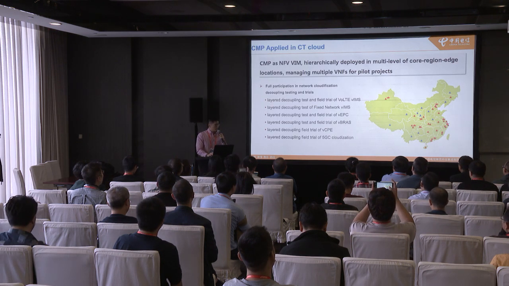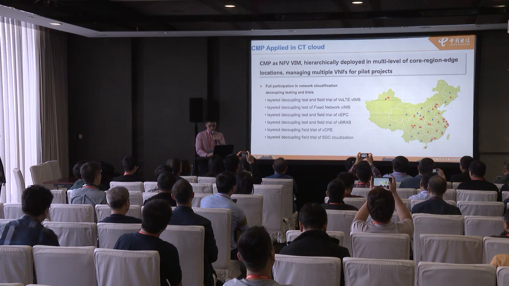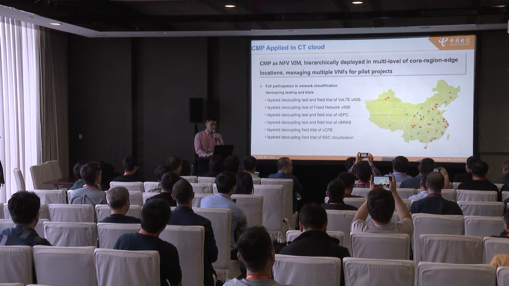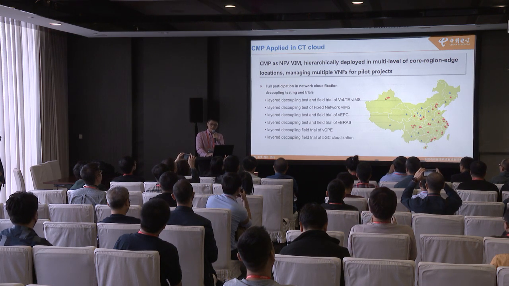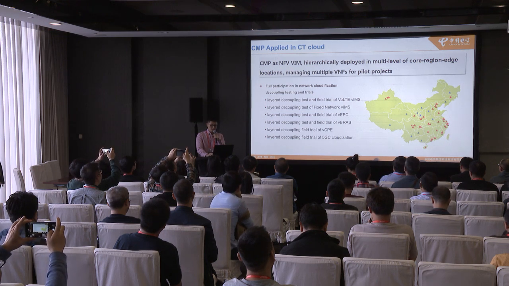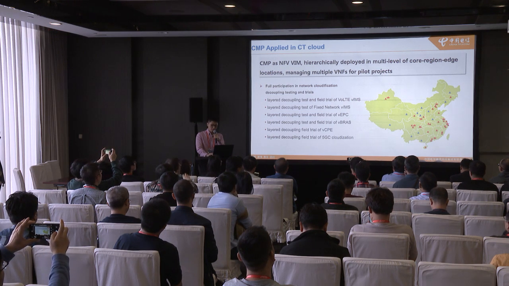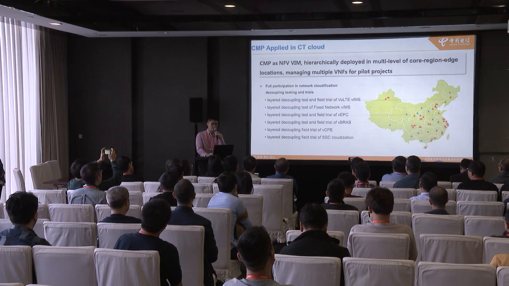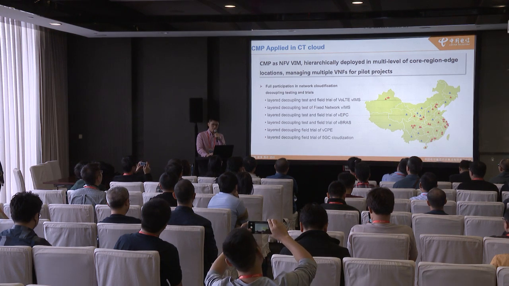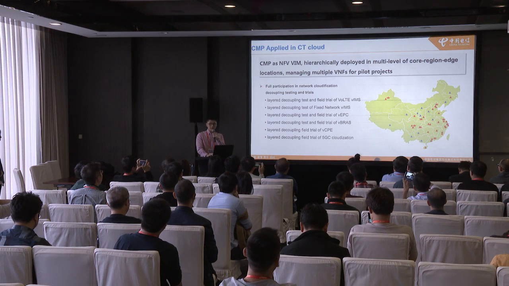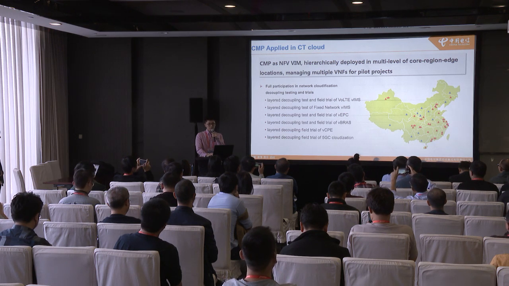Right, so that's enough for the IT cloud. With the development of our network cloud, in the last 2 years, our CMP has actively participated in the process of network cloudification. Our entry point basically is using the CMP's VIM as the NFV VIM. It is hierarchically deployed in multiple levels, core to region to edge locations, and manages multiple VNFs in our pilot projects in one of our provinces.